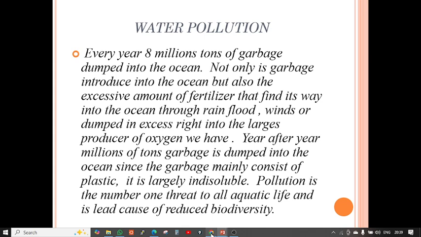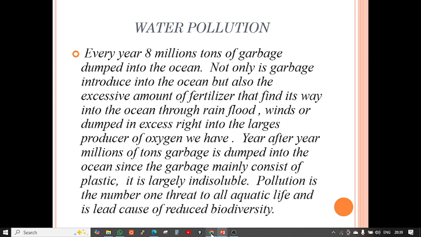Year after year, tons of garbage are dumped and mixed into the oceans, and that mostly consists of plastic, which is insoluble in water. It is thrown back, or creates various kinds of specific problems later. So pollution is one of the top threats to aquatic life, as well as reducing biodiversity.